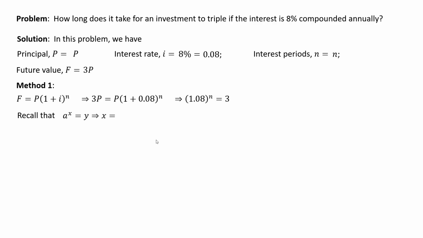Boys and girls, you need to take an exponential form and convert it into a logarithmic form, right? a to the x equals y implies x equals log base a of y. If a to the x equals y, that's the exponential form, that implies x equals log base a of y. You must know this one, okay?